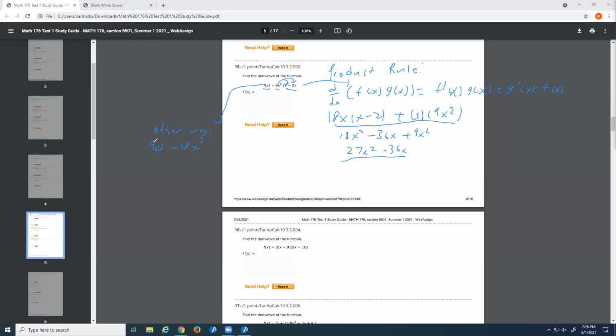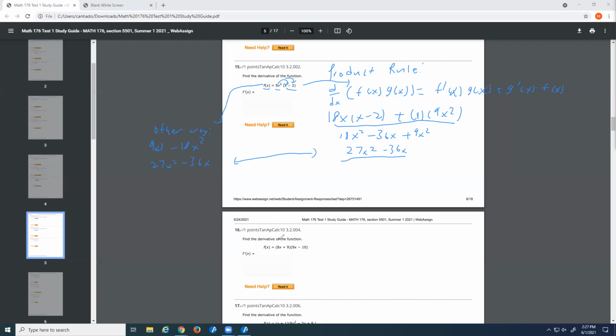And then if we just do our normal power rule, let's see, 9 times 3, that's 27x squared. And then for this second term, if we differentiate that, we'll get the minus 18 times 2, minus 36x. Exactly the same as here. So that's also a good way to double check your answer if you can do that in this case. So yeah, that was number 15.